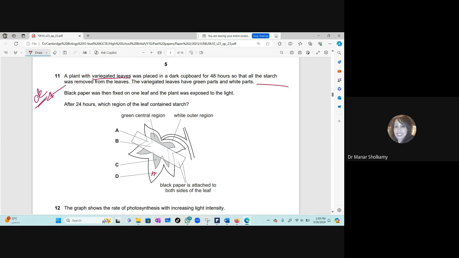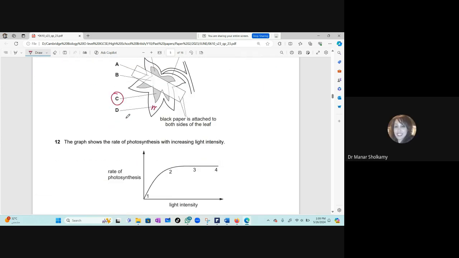The variegated leaves have green parts and white parts. So they're nice, and they told you. Black paper was then fixed on one leaf and the plant was exposed to the light. After 24 hours, which region of the leaf contained starch? Now, this is also easy. Which part of the leaf will contain starch? A, B, C, or D? C. Yes, the green part that was not covered. If anyone has any problems, stop me.